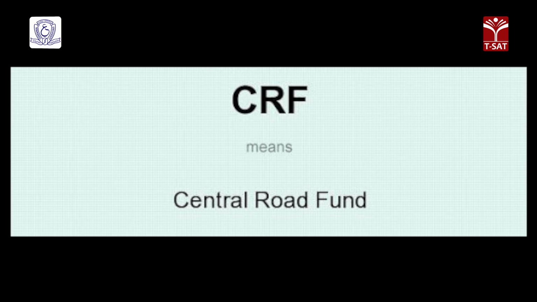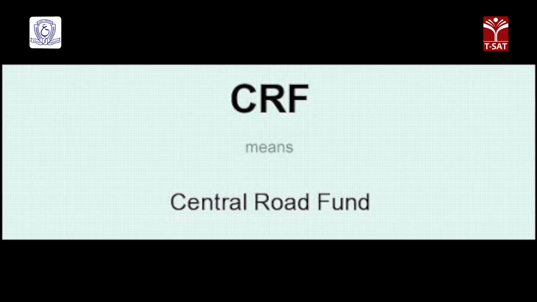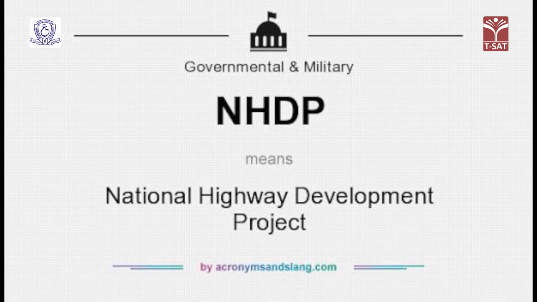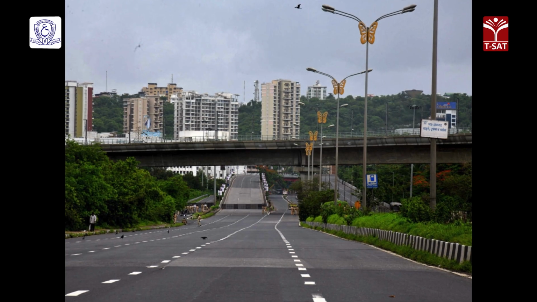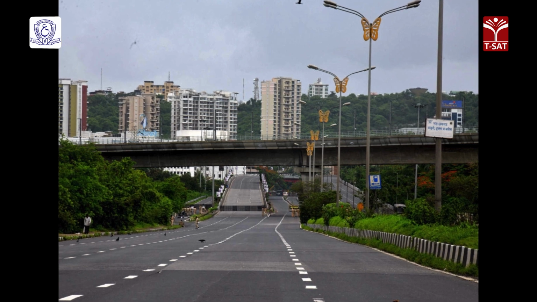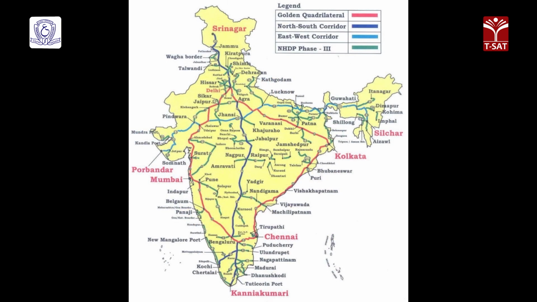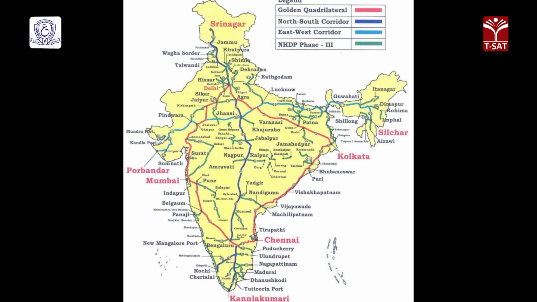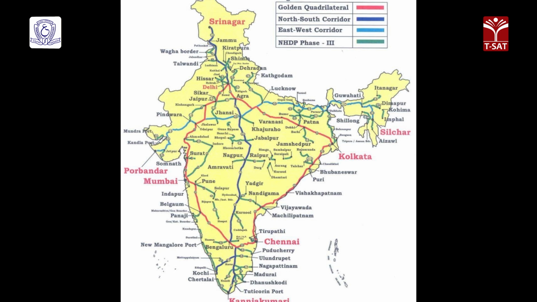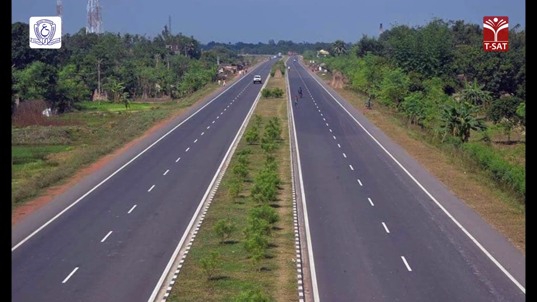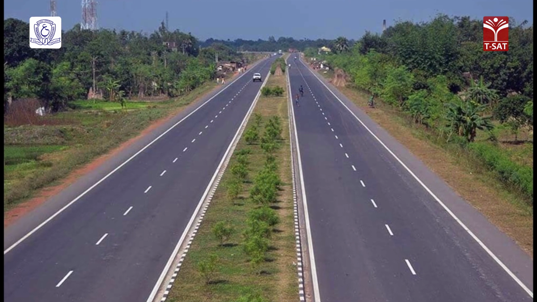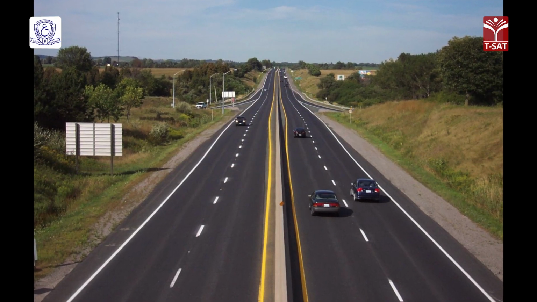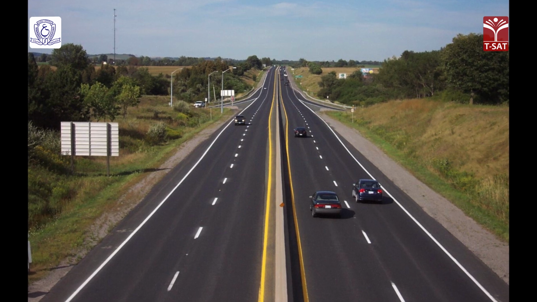This CRF is the financial foundation of important projects, the National Highway Development Project, that is also known as NHDP. Thus, the national highways are considered the prime arterial routes. The total length of national highways in India as of March 2005 was 66,800 kilometers. The National Highway Authority of India, which was constituted under the National Highway Authority of India Act 1988, was made operational in February 1995.